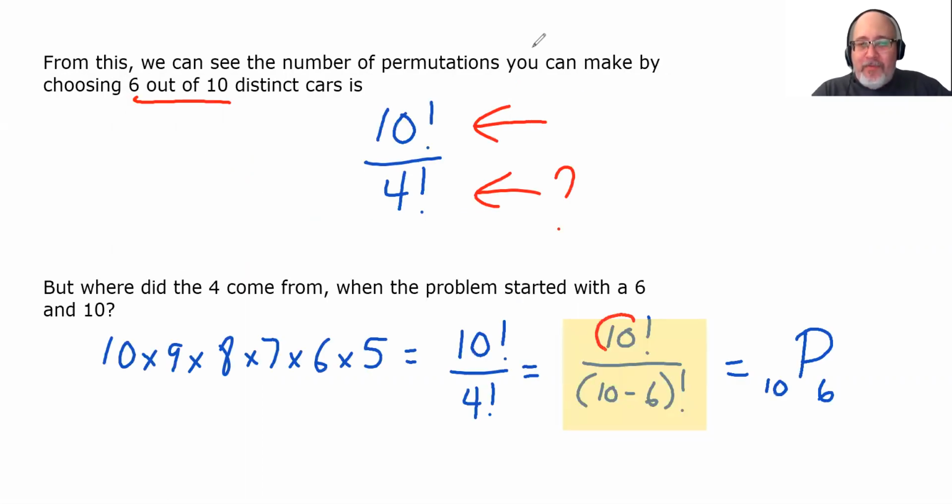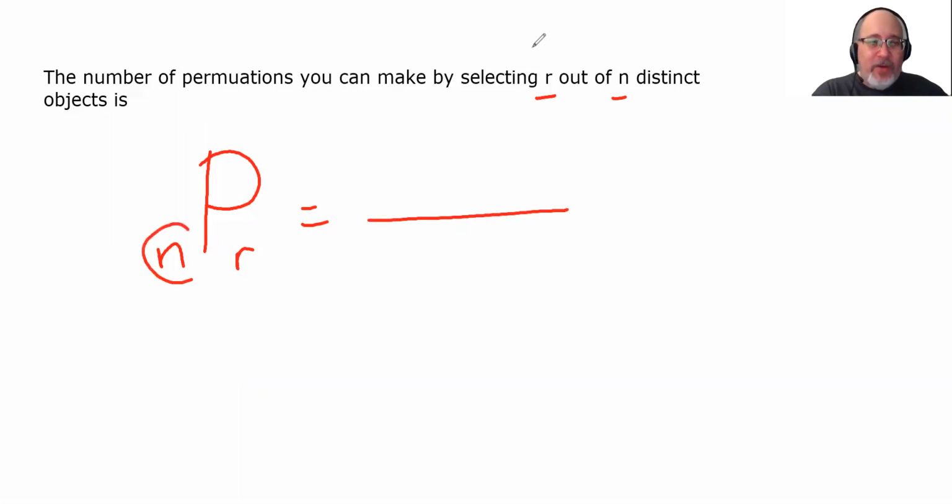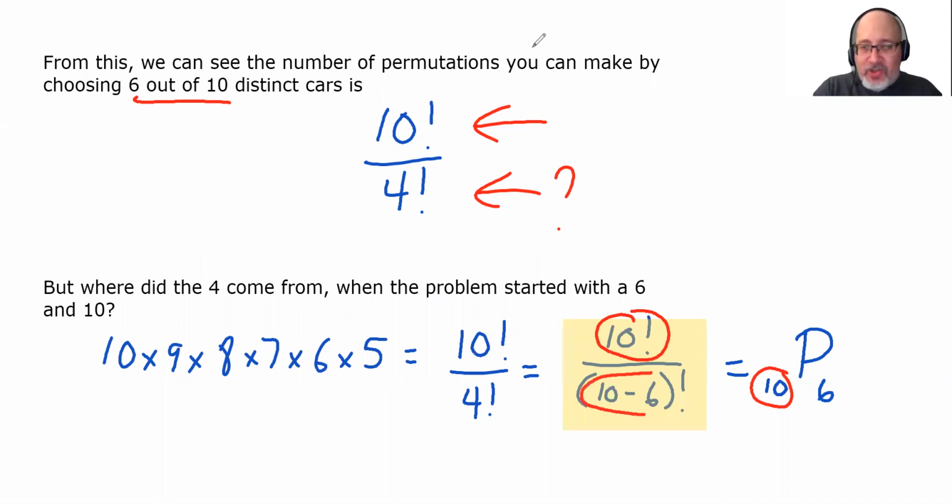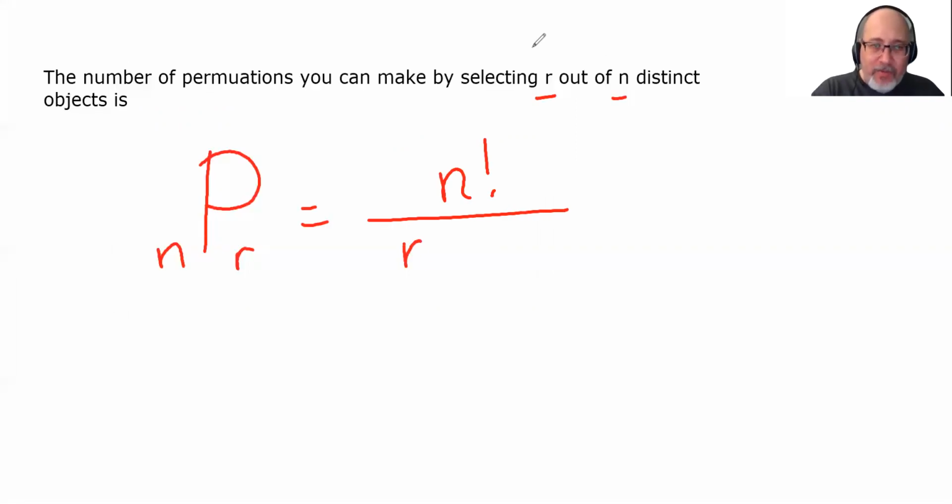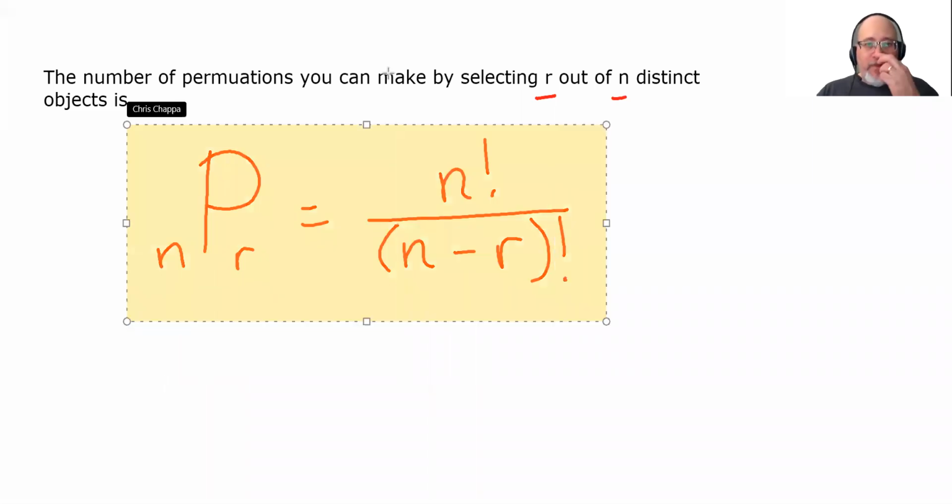The number on top has a factorial, and the number matches the total that we're selecting from, which means the top of this formula is going to be this number with a factorial. The number on the bottom came from subtracting the two numbers and then sticking a factorial on it. So if we subtract the two numbers and then stick a factorial on it, we now have our formula for how many permutations you can make out of n objects if you select R of them.